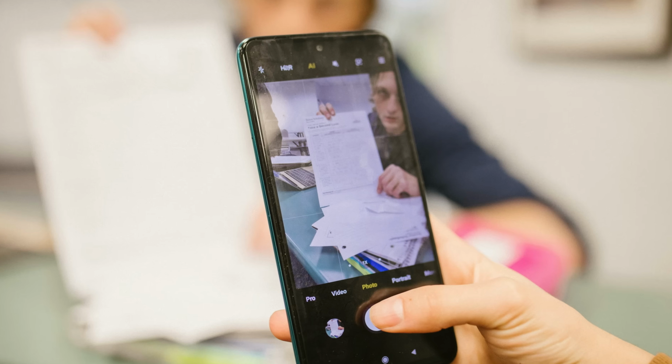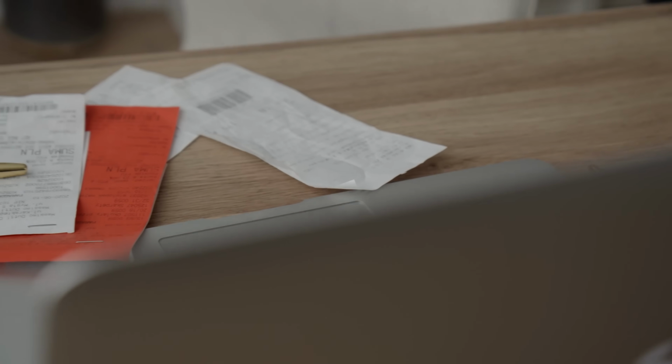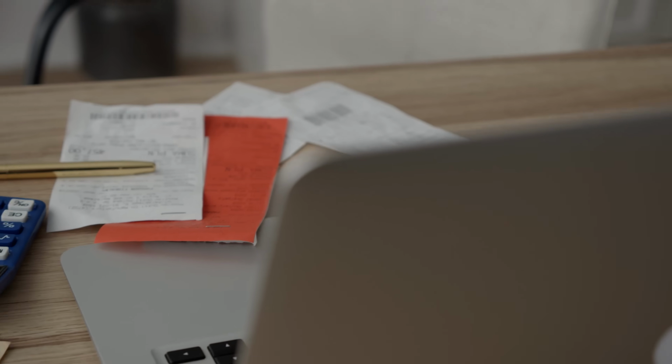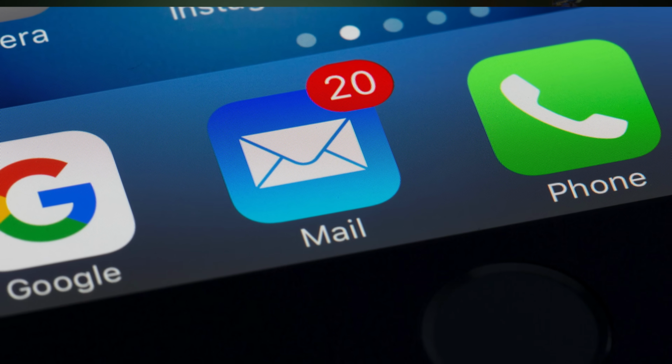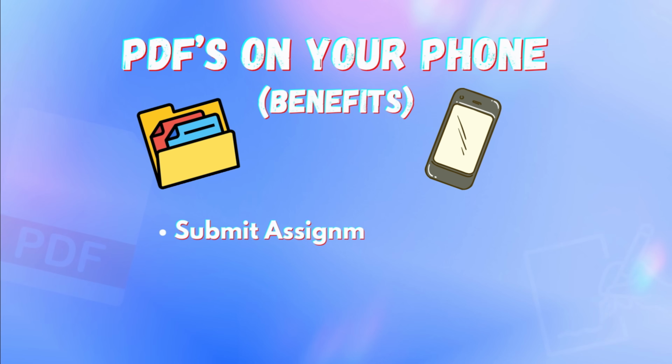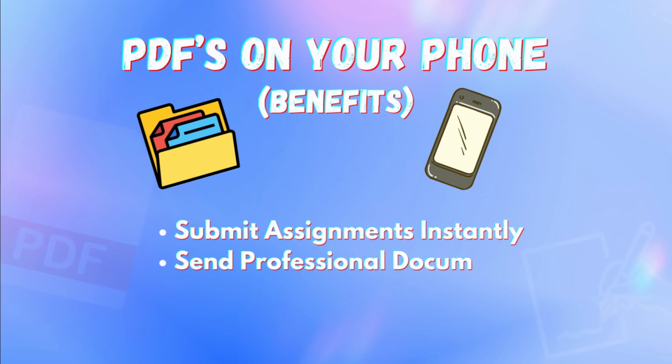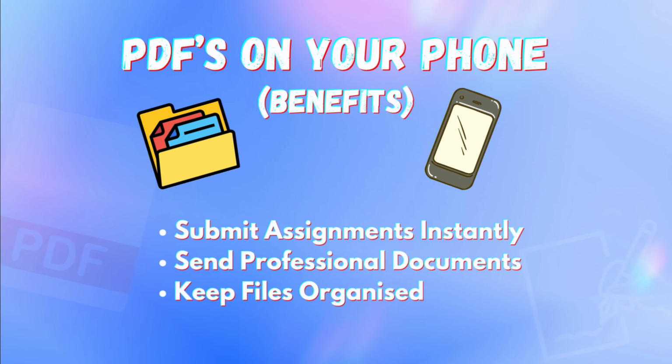Think about how often you deal with documents on your phone. Maybe you take photos of handwritten notes, scan assignments or receipts, download files from emails, or need to submit something quickly. Most people either leave them as images or wait until they get to a computer to convert them. And that obviously slows everything down. Creating PDFs directly on your phone means that you can submit assignments instantly, send professional documents, and just keep everything organised. And also avoid all those unnecessary steps.